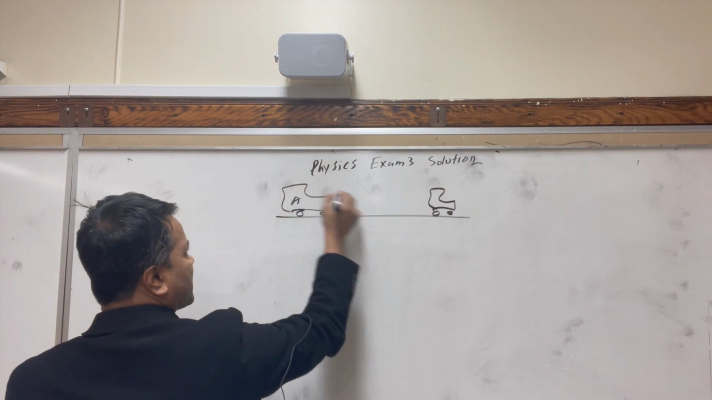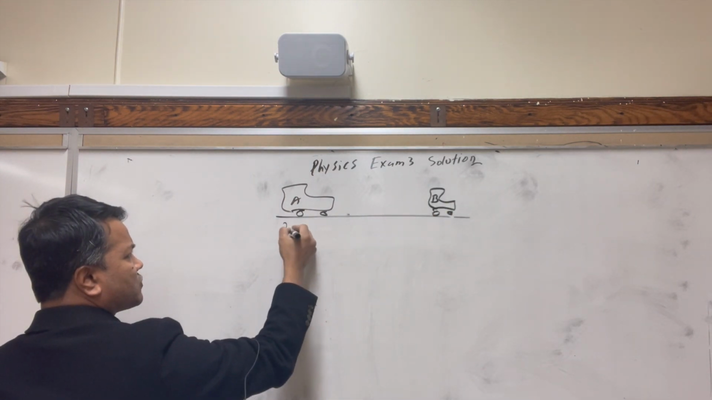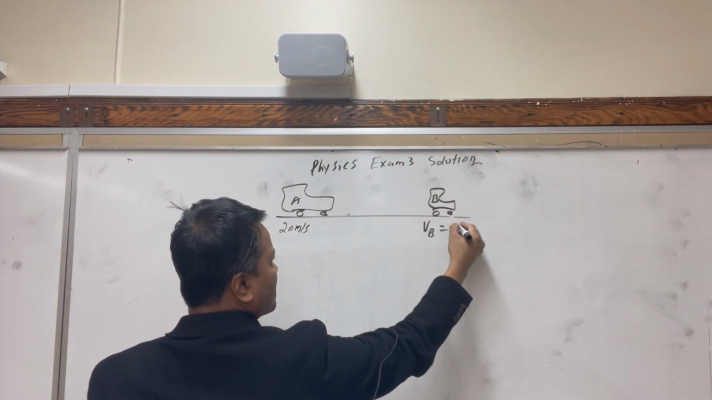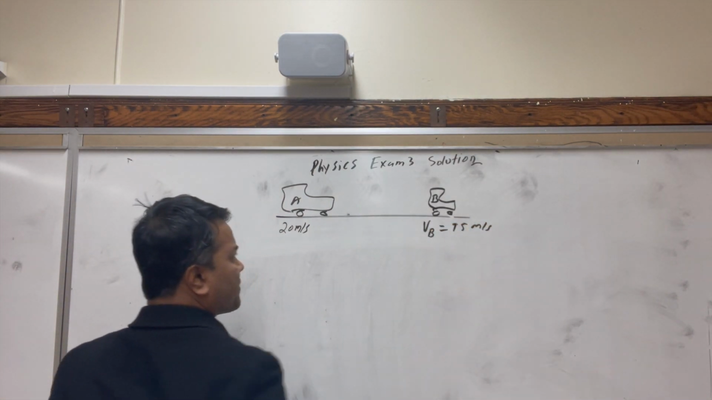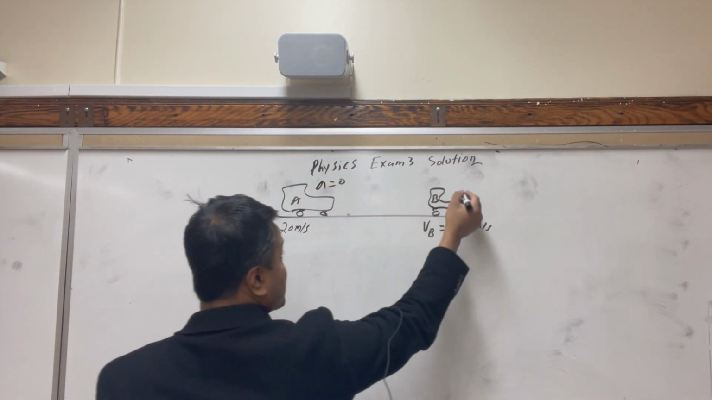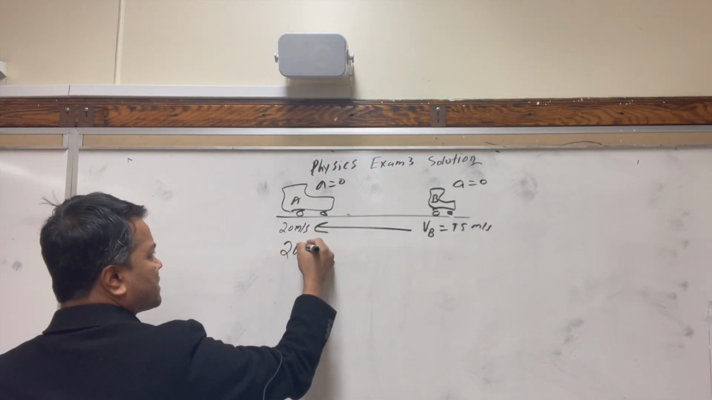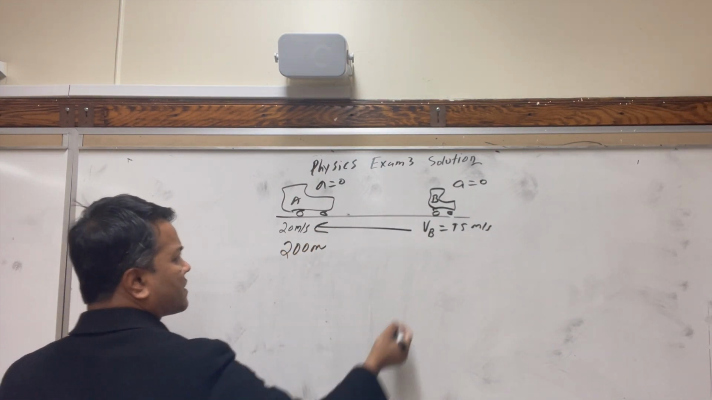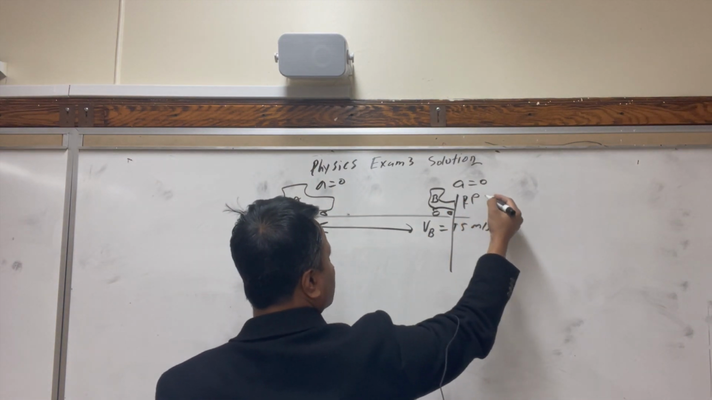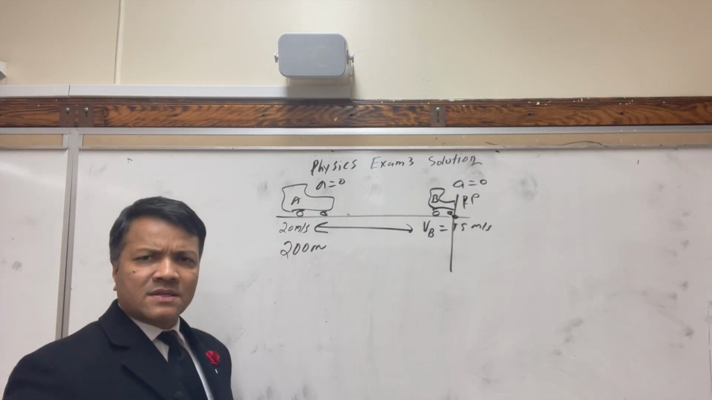Car A and car B. Car A is moving 20 meters per second and car B is moving with 15 meters per second. Both of them are constant velocity, meaning acceleration is 0. Now car B is 200 meters behind car A. So you're going to use this as a reference point. We're going to start measuring from here, and let's see what we can do.